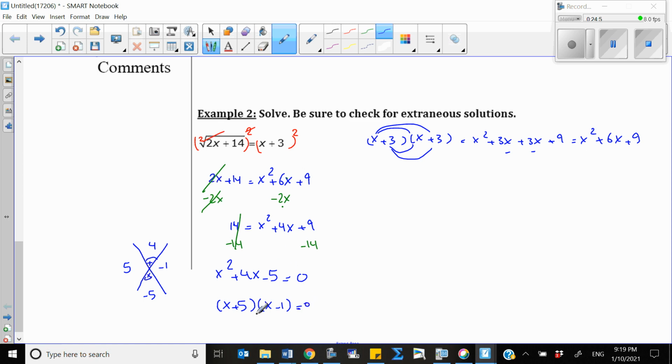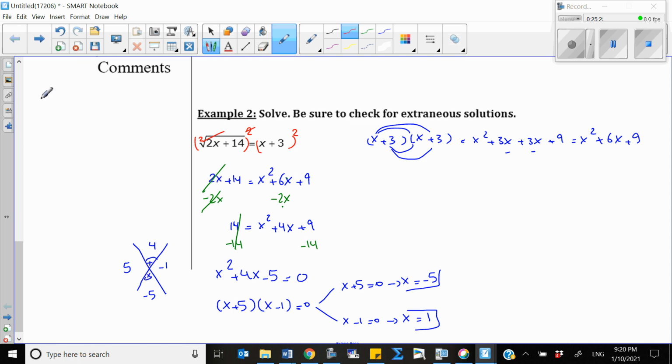Now it's very easy for me to solve this for x. If you have a quadratic function in the factored form, just set each factor equal to 0. X plus 5 equal to 0. So from here, x equal to negative 5. And then x minus 1 equal to 0. And from here, x is equal to 1. Okay, so these are my solutions at this point. I just need to make sure they are not extraneous solutions. Make sure they are valid answers.